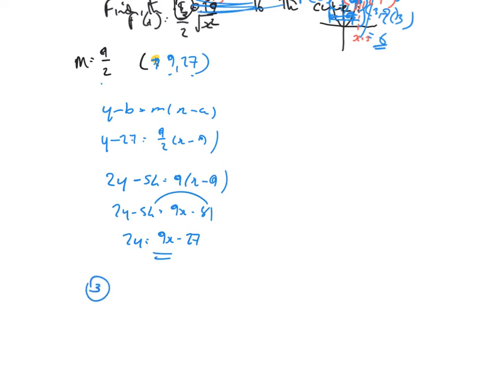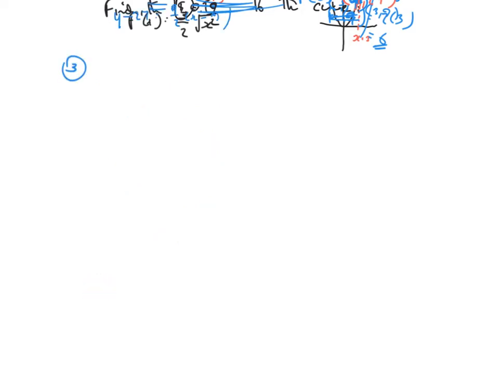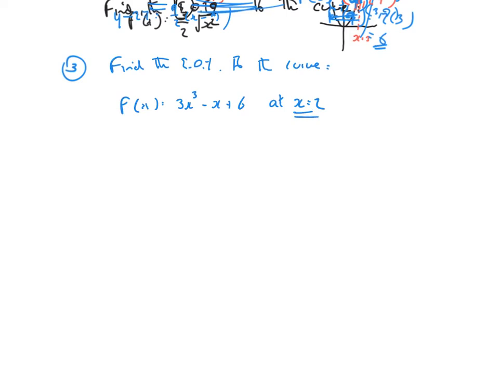Let's try example 3. Okay, so we're going to find the equation of the tangent to the curve f of x equals 3x cubed minus x plus 6, at x equals 2. Okay, let's go after the point first of all. I've got half the point. So what do I need again? I need point and gradient because I'm finding the equation of a tangent.